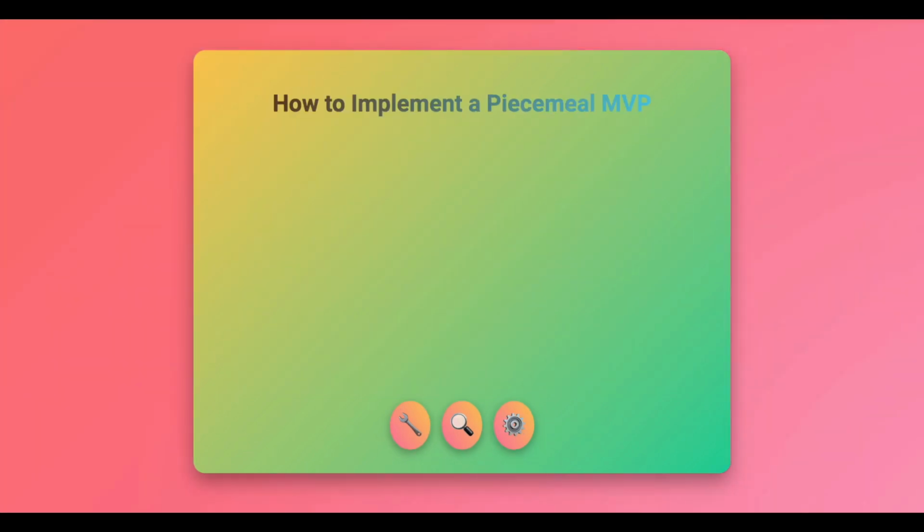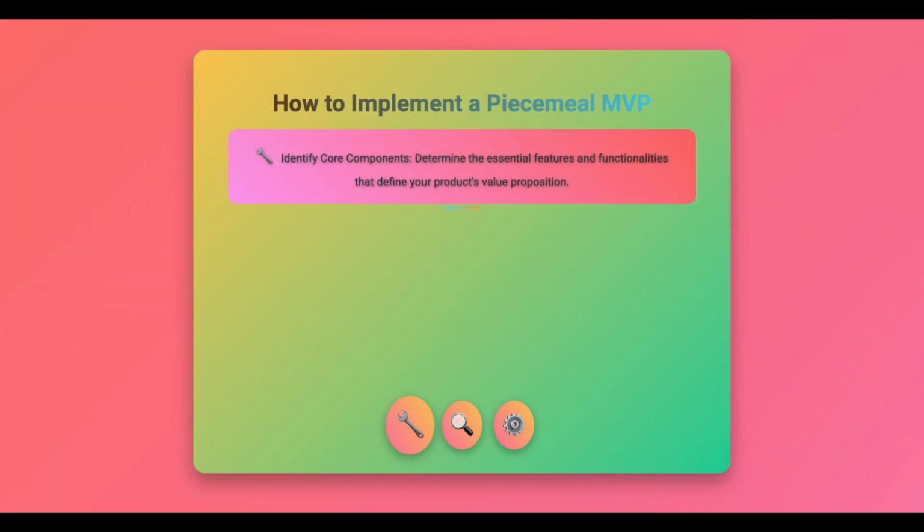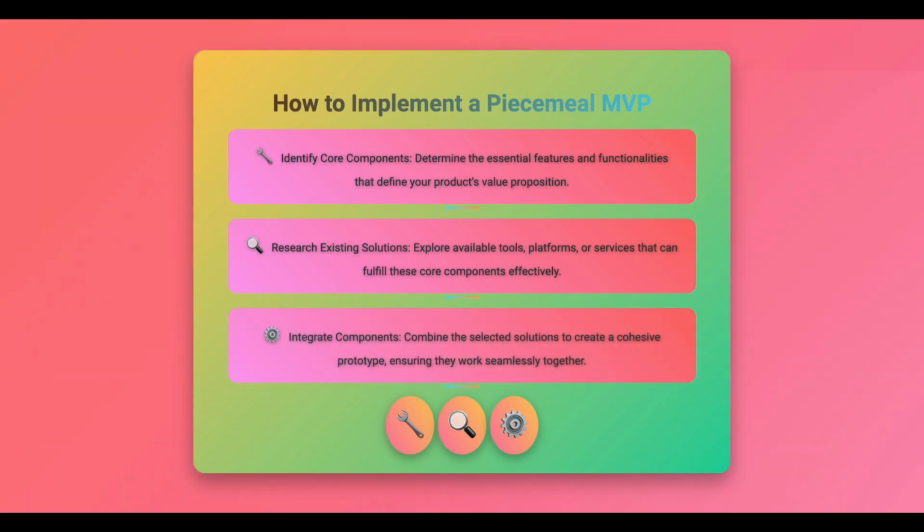How to implement a piecemeal MVP. Identify core components. Determine the essential features and functionalities that define your product's value proposition. Research existing solutions. Explore available tools, platforms, or services that can fulfill these core components effectively. Integrate components. Combine the selected solutions to create a cohesive prototype, ensuring they work seamlessly together.